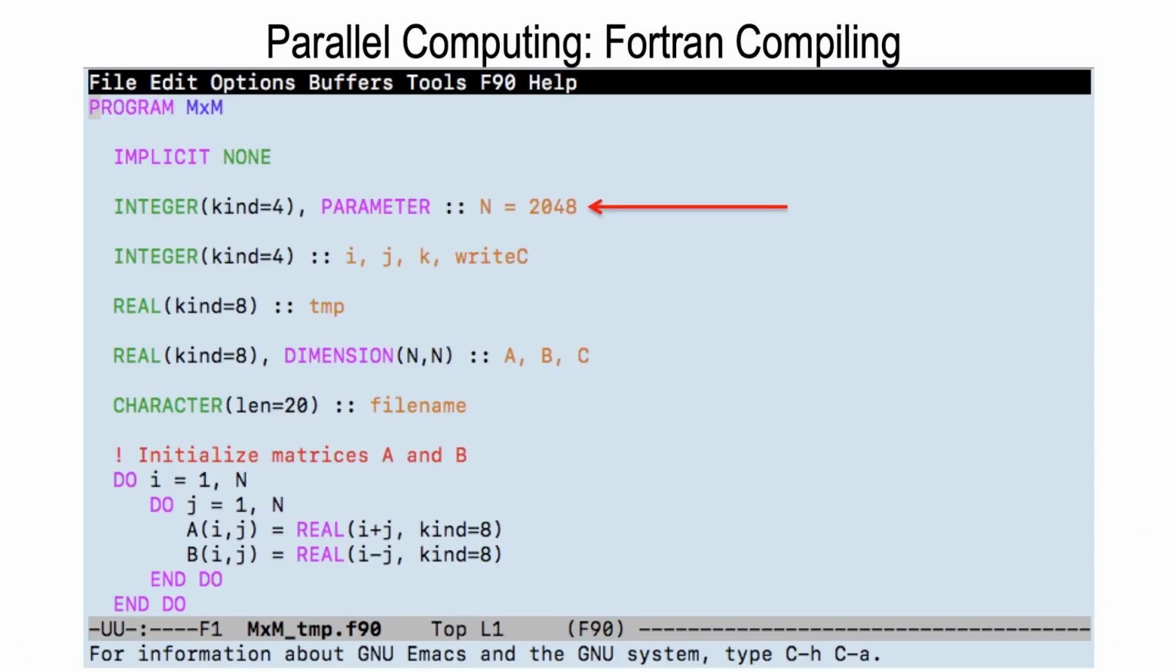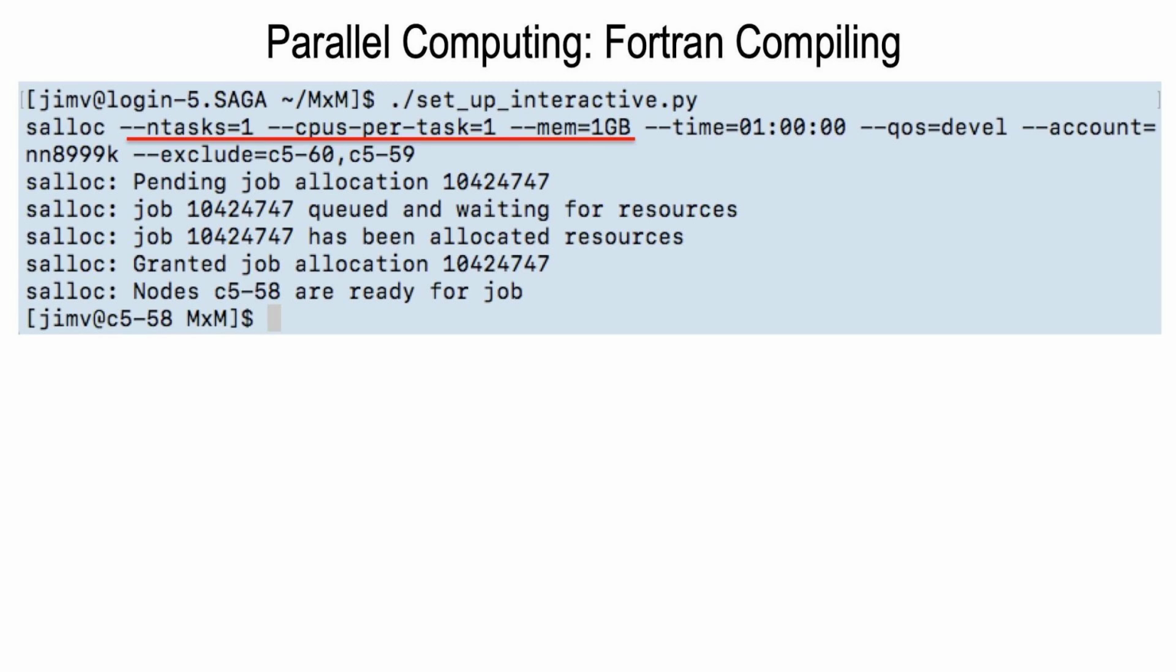Before we proceed with compiling and performance testing, let's first remind ourselves that the dimension of the matrices is equal to 2048. Before proceeding, we need to switch from the login node to a normal compute node using our Python script for interactive job setup. It's important to mention that we're now specifying total memory usage with the mem option. We'll cover this topic in more detail later and discuss how to monitor memory usage.